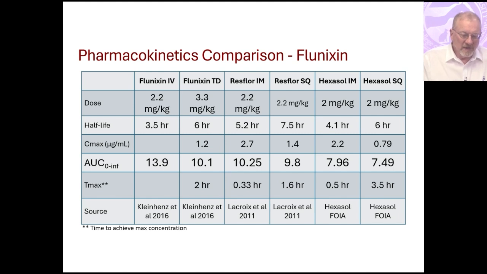The Cmax is 1.2 there, looking at the transdermal product, and your area under the concentration curve is total exposure. And you can see under the AUC that the IV at 2.2 mg per kg, the label dose, gives you an AUC of 13.9, and the area under the concentration curve for the label dose of the transdermal product gives you 10.1. So a little less total exposure, but it comes out in a way that it is flatter and longer, so you have a longer duration of activity. And we'll talk about how that's been measured.